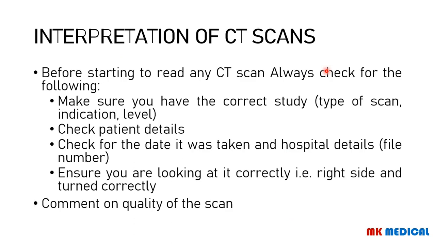So how do we interpret CT scans? Remember, before you start interpreting any investigation, always make sure that you check the following things. Make sure that you have the correct study, meaning the type of CT scan you're looking at, the indication for the CT scan, and the level the CT scan was taken at. Preferably, you can also comment on the type of window. Then you check the patient details. This is a CT scan of such and such a patient, aged this, taken on this particular date. So check the date the CT scan was taken, and preferably the hospital details and the file number, to ensure that you have the right details for the patient.